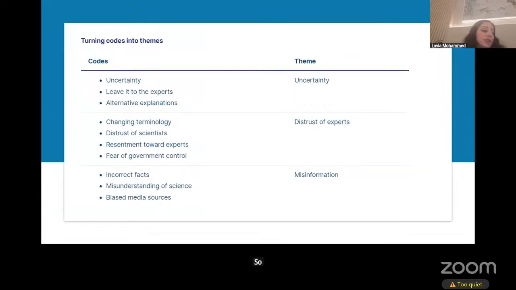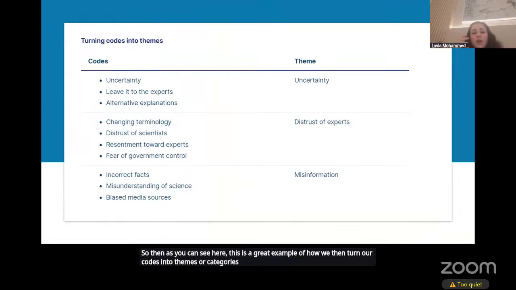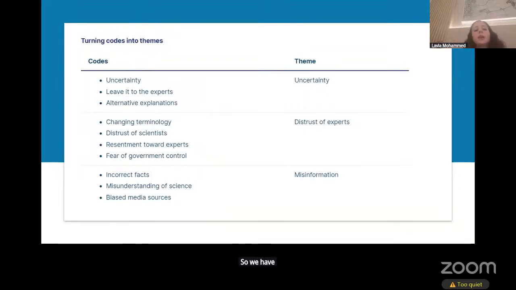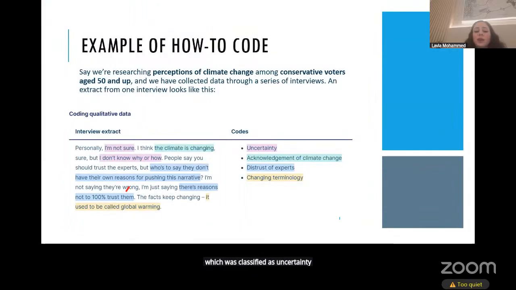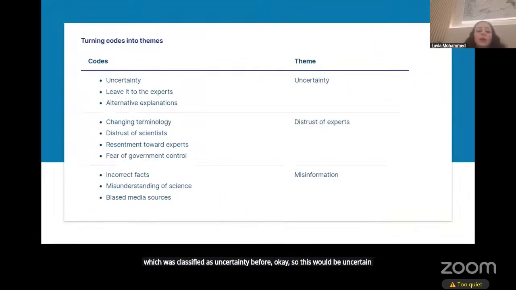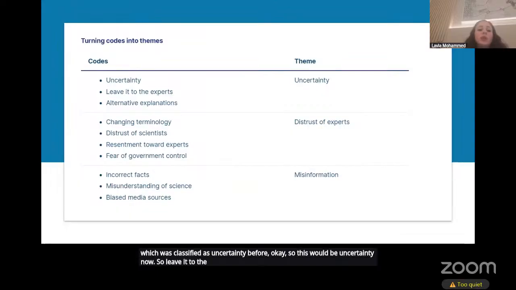So then, as you can see here, this is a great example of how we then turn our codes into themes or categories. So we have 3 here, which was classified as uncertainty before. Okay, so this would be uncertainty now. So leave it to the experts, alternative explanation, uncertainty. Then this is named, the main finding here, uncertainty.